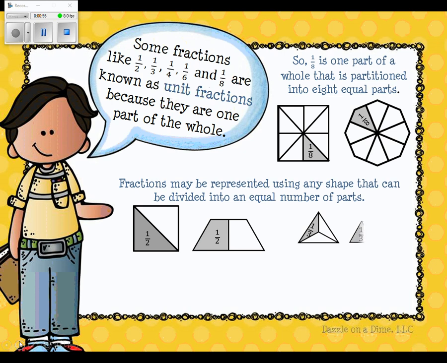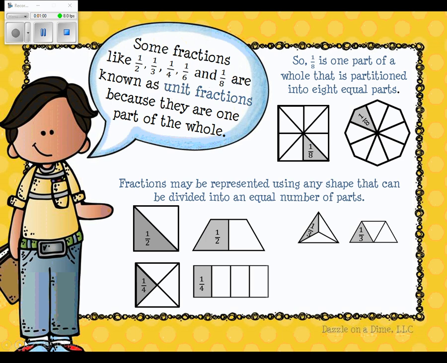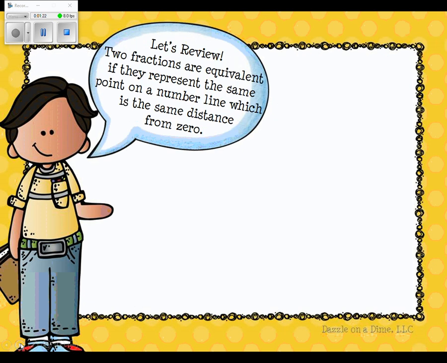We've learned that before. And here we see 1/2, 1/2, 1/3, 1/3, 1/4, 1/4, 1/6, 1/6. Notice that we do not necessarily have equivalent fractions here. We are just showing that we can partition things into equal parts, and it is called 1/4. We're not going to be comparing, so they are not the same size or take up the same amount of space. So two fractions are equivalent if they represent the same point on a number line, or they are an equal-sized whole divided into equal-sized parts.